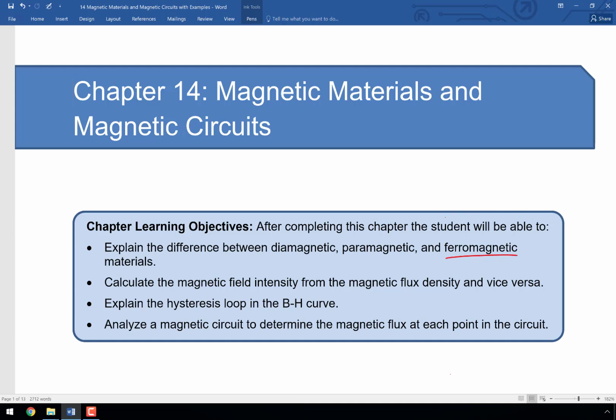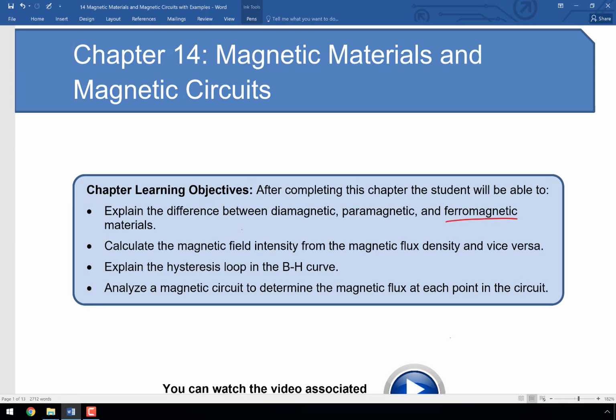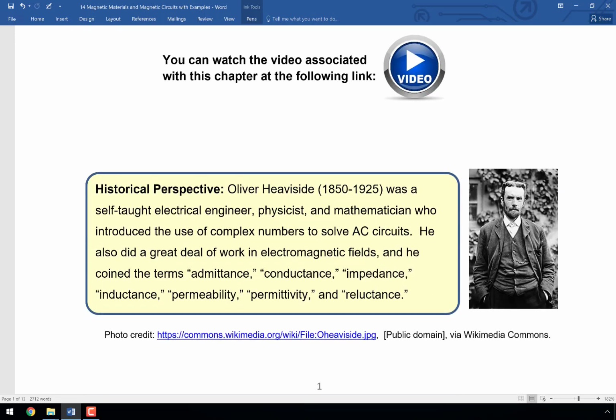We're going to calculate the magnetic field intensity, that will be the variable H. So we're introducing a new variable to represent magnetic fields, just as we had two variables, E and D, to represent electric fields, so we will also have two variables, B and H, to represent magnetic fields. And then we're also going to explain hysteresis, and we're going to discuss magnetic circuits. What is a magnetic circuit, and how can we analyze a magnetic circuit?